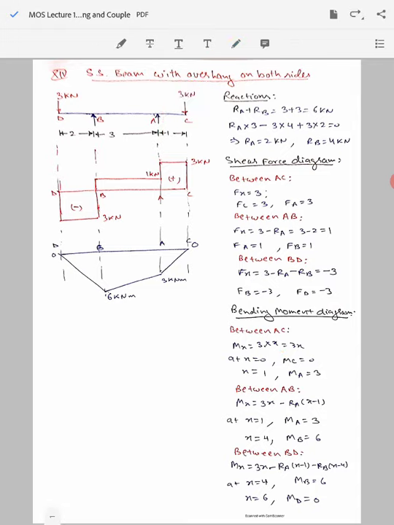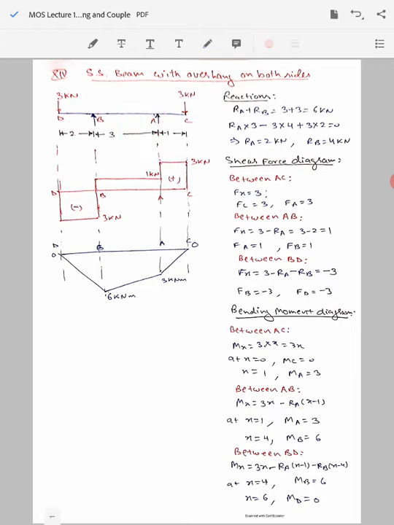to write the equation for the span AB, assume the beam is cut anywhere between A and B, take this distance as x. There will be a moment of 3 into x, and then there is the opposite moment because of the reaction Ra, which acts at a distance of x minus 1 meter from here. So this gives you the value of 3x minus Ra into x minus 1.